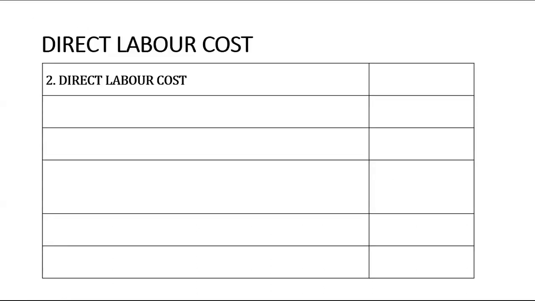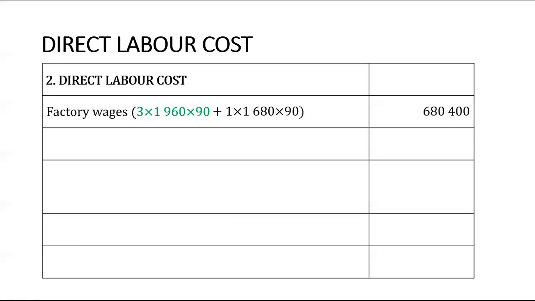I will add it to my direct labor. As I've said, it will take 3 times 1,960 times 90. The other worker only worked 1,680 hours and will still get paid 90 Rand per hour. You will take that 1,680 times 90 Rand and you will add the two. It'll give you the total wage for all the factory workers, which will be 680,400.